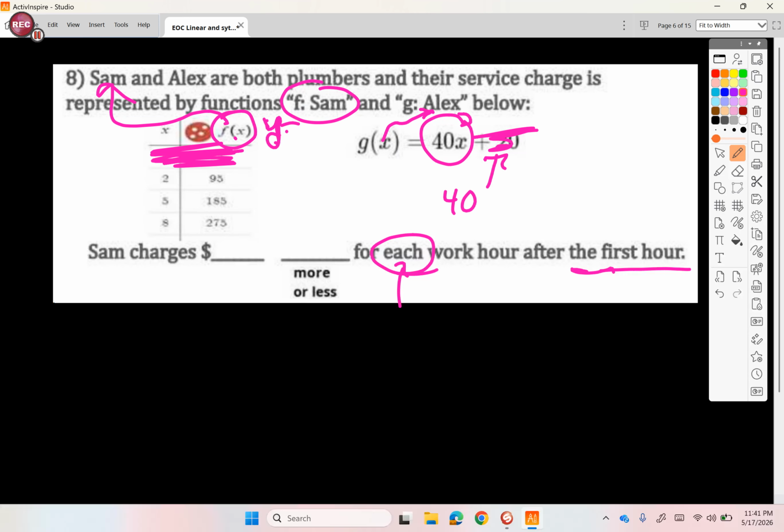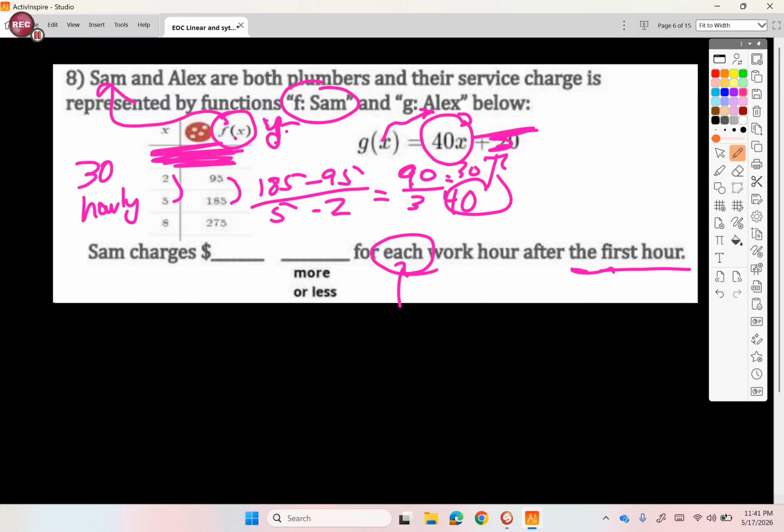So now, simple. Find the slope from one number to another. 185 minus 95 over 5 minus 2. That's your slope formula there. And once you do that, right, you get 90 over 3, which equals 30. So on this side, we have 30 per hour.